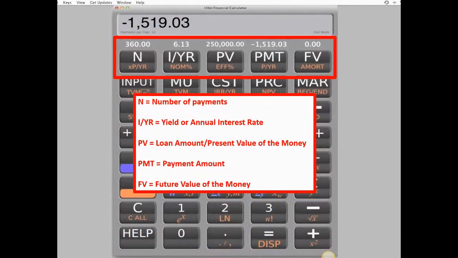So the financial calculator, here's the basics of it. The 5 key buttons are right across the top, and they are the N key, the IYR key, the PV, the PMT, and the FV key. And as you can see on the screen, the names for each of these keys is there. N would be number of payments that are applicable for the type of loan you're doing.